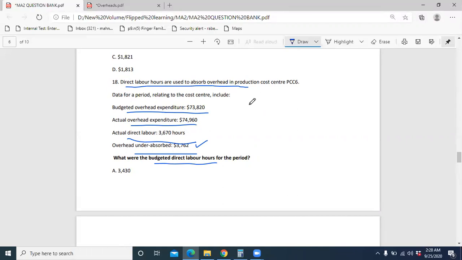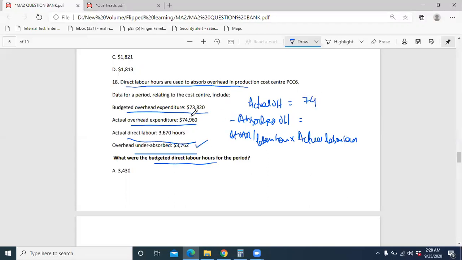Remember I told you, just write this formula right in front of me and just open it up. Here, labor hours: standard OAR per labor hour into actual labor hours. Okay, got it. We're not given the absorbed overhead, but here you are given the actual overheads, right? And start putting the figures you have.